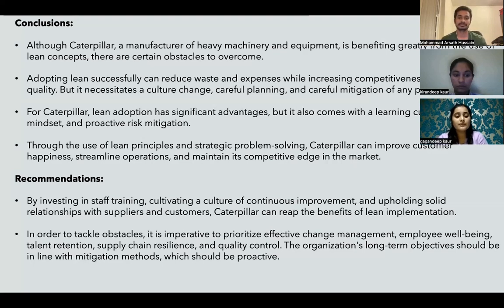In the recommendation, by investing in staff training, cultivating a culture of continuous improvement, and upholding solid relationships with suppliers and customers, Caterpillar can reap the benefits of lean implementation. In order to tackle obstacles, it is imperative to prioritize effective change management, employee well-being, talent retention, supply chain resilience, and quality control. The organization's long-term objectives should be in line with mitigation methods, which should be proactive.